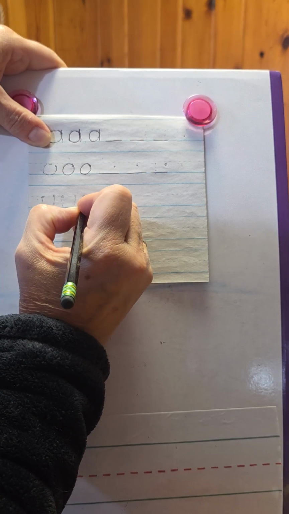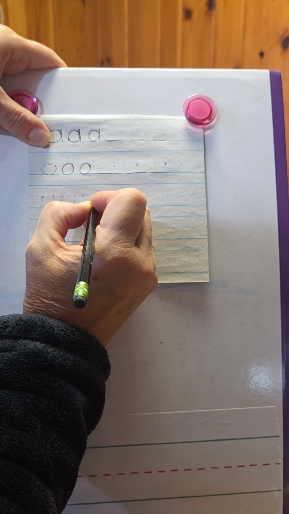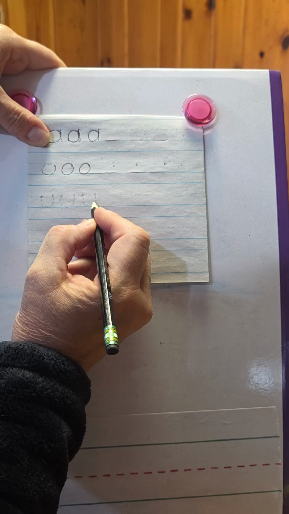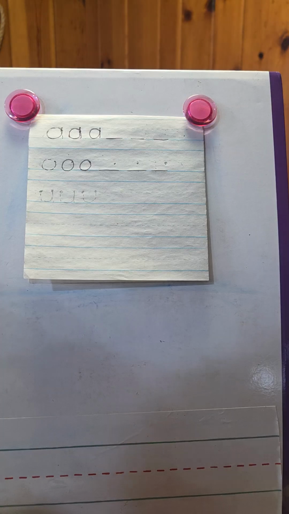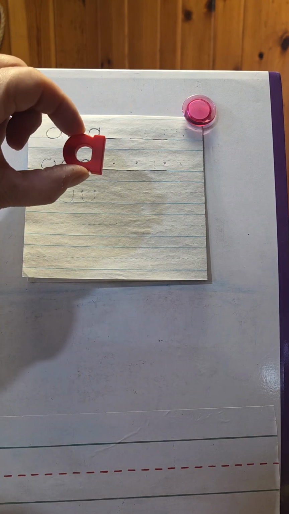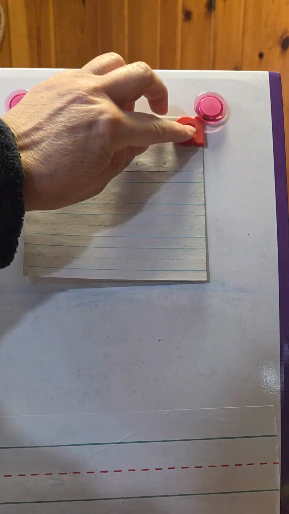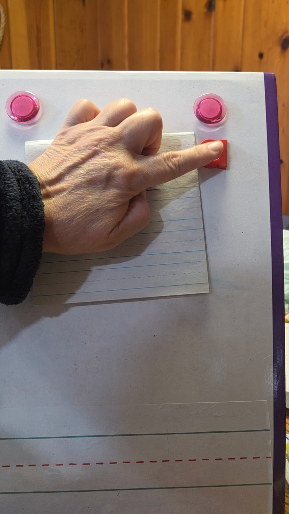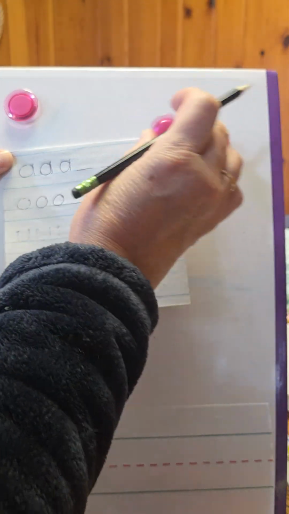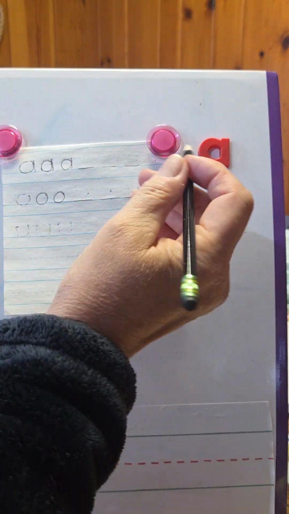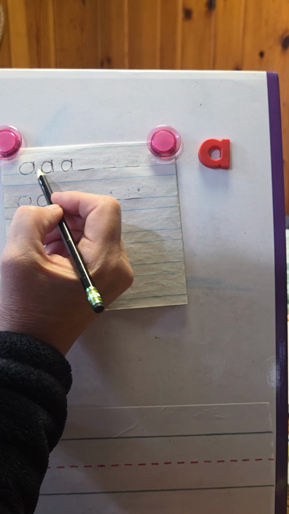So you start at the dot, you go down and curve at the baseline, back up at the midline. Sometimes it's just a scoop, and sometimes it's a scoop and a stick. We're going to use this as our model. This is our lowercase a, which has a circle and a stick. Since it's lowercase, here's a circle and here's our stick.